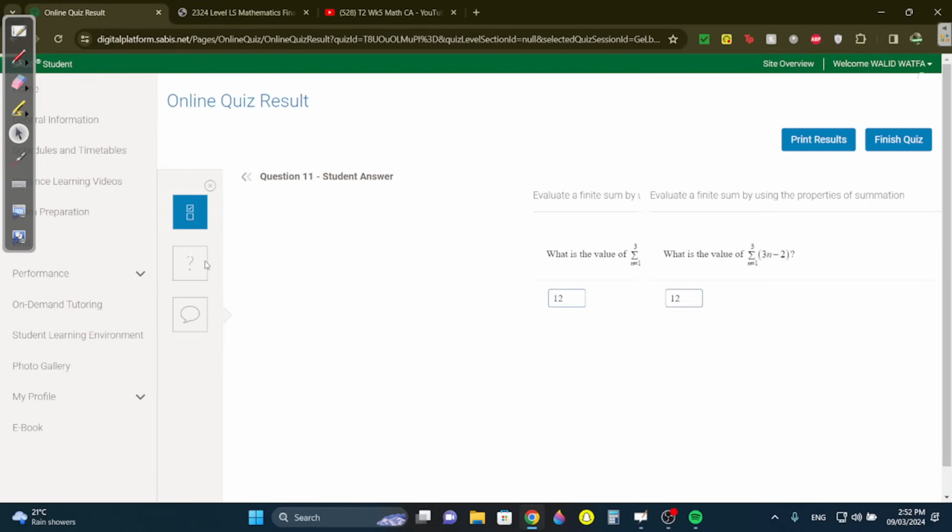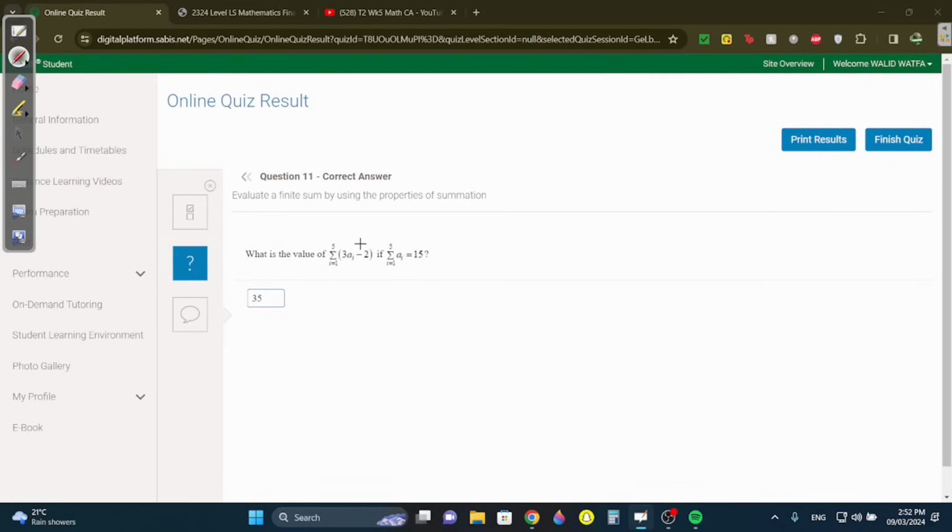Question 11. Okay, I think I've solved this one before. Sigma 3ai minus 2, if sigma ai is equal to 15. This can be simplified to sigma 3ai minus sigma 2, which is the same as saying 3 sigma ai minus sigma 2, up until 5, of course. What is sigma ai? It's 15. So 3 times 15 minus 10. Why 10? 2 times 5. And you get 35.